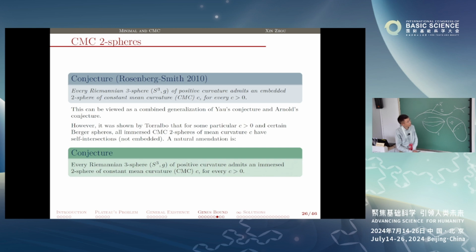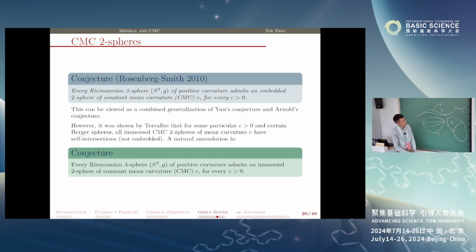However, shortly after, Torobo showed that for some particular C and in certain particular Berger spheres, all immersed CMC two spheres of this mean curvature C have to have self-intersections, which means that there doesn't exist any embedded CMC two spheres for some mean curvature C. It's a little bit counterintuitive, but anyway, these Berger spheres are very symmetric, and Rosenberg earlier proved that all CMCs are also symmetric, so they can reduce everything to ODE. You can calculate, classify the solutions.